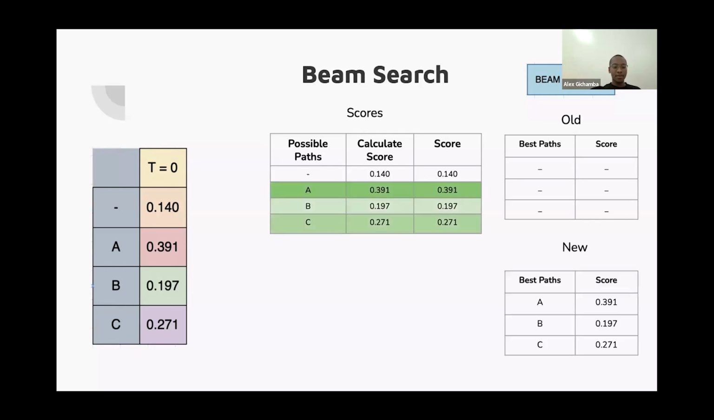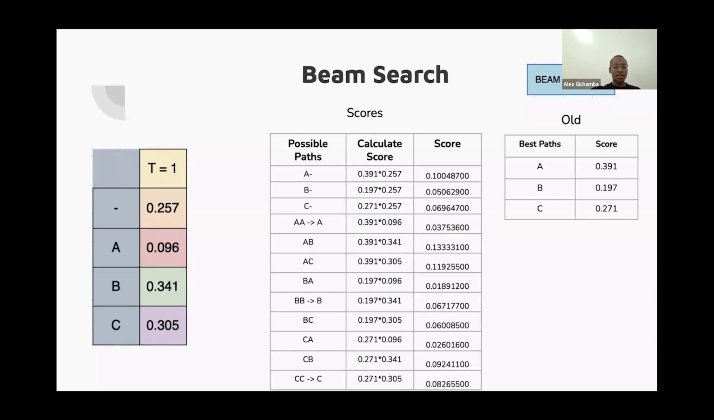Next slide. Yeah, so that's basically it. So our new path is A, B, C. Now we'll go to the next time step, that's T is 1. So here we now consider that if you start with A, you can also be followed by any other of the symbols in the symbol set. So you basically build a hypothesis space. So starting with A, you can end up with a blank. Starting with B, you can end up with a blank, and so on.